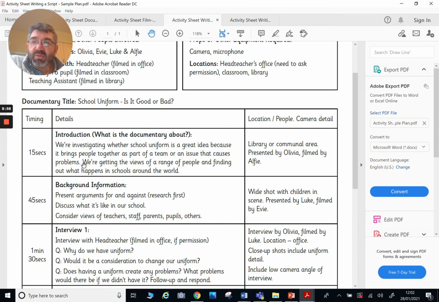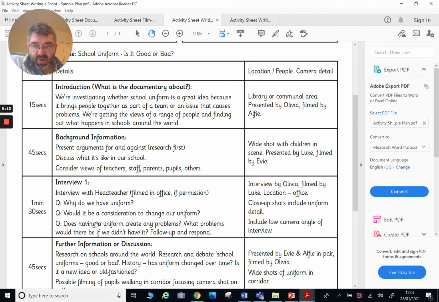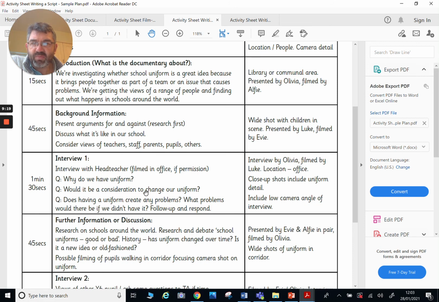Then we got the timings, okay? So you say, right, 15 seconds, we are going to just say what this is about. 45 seconds, we're going to present the arguments for, and then the arguments against. Is school uniform a good or a bad thing? Then we have your interview. And again, it's only a short little thing, 1 minute, 30 seconds. Maybe here, interviewing the head teacher.